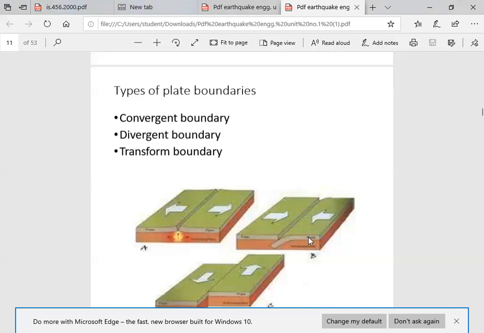In the second case, you can see these two boundaries. This is one, this is second. These two boundaries are moving towards each other, and because of this one boundary overlaps the other, and because of this deposition will be formed.